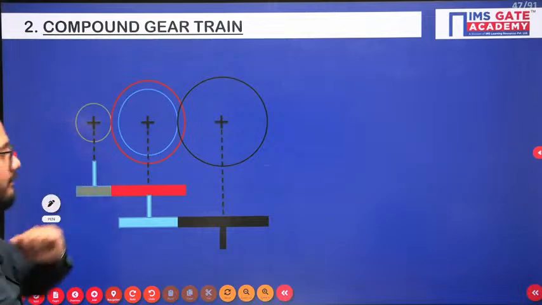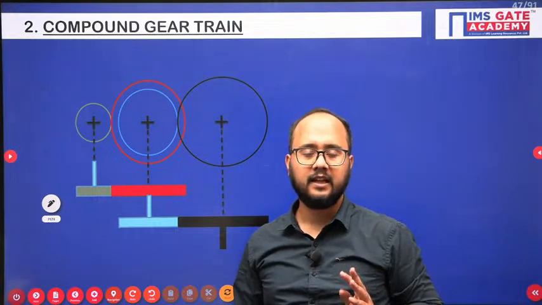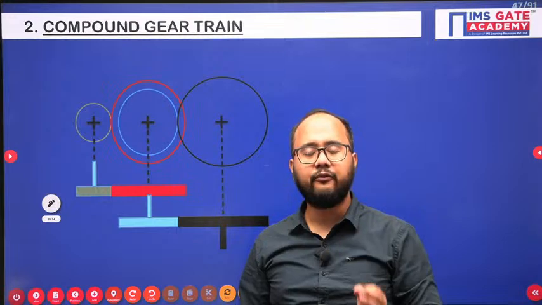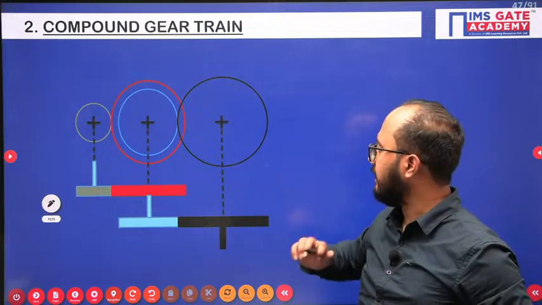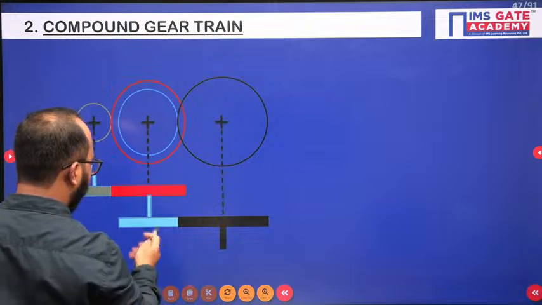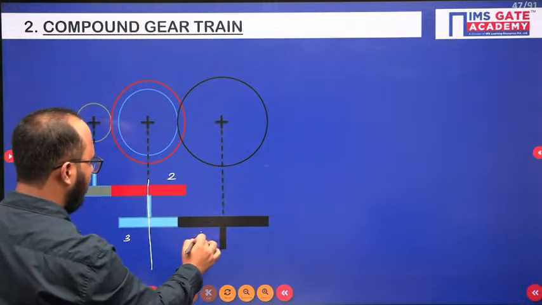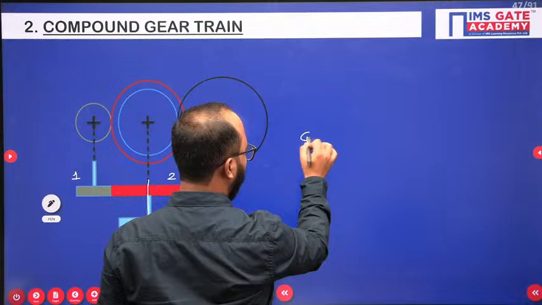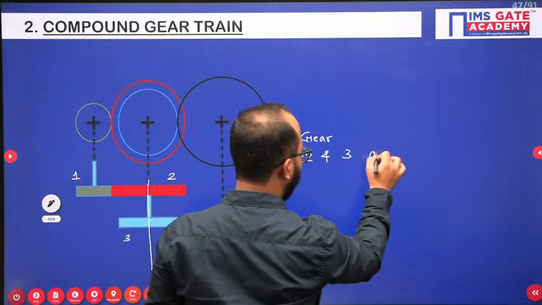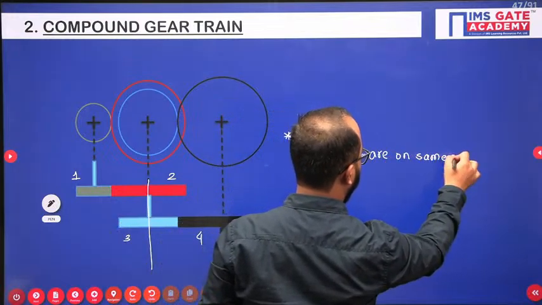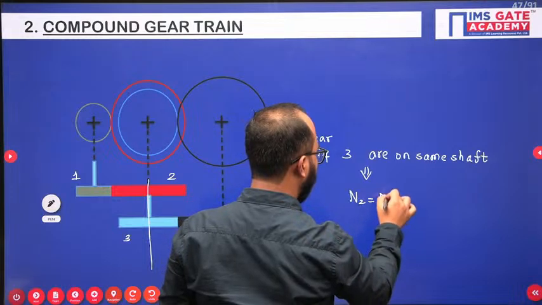Now, compound gear train. In compound gear train, any of one shaft can have more than one gear. Simply understand this point. Any one shaft can have more than one gear. That is what the compound gear we can have. Now let us look at this particular diagram here. So this shaft, if I talk about this shaft here, right, it contains this gear also. Let's suppose this is gear 1, gear 2, gear 3 and gear 4. So gear 2, okay, and gear basically 3 are on same shaft, which means N2 value equals to N3 value.